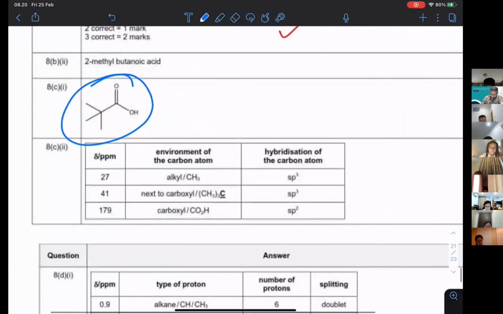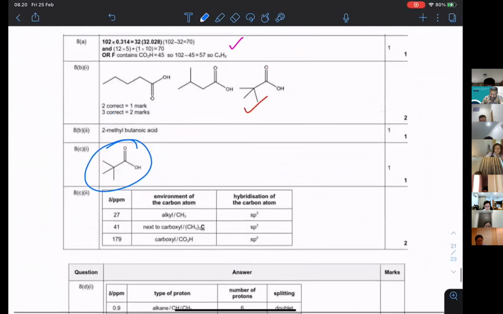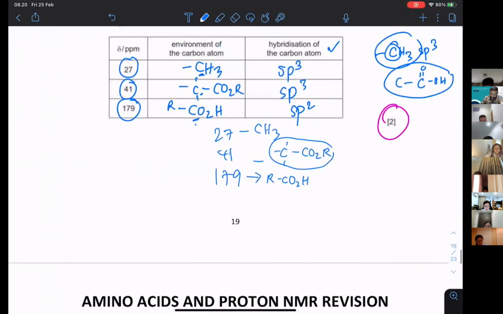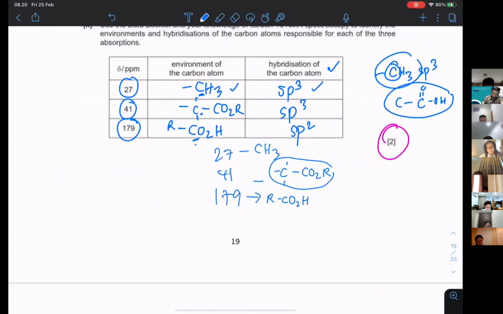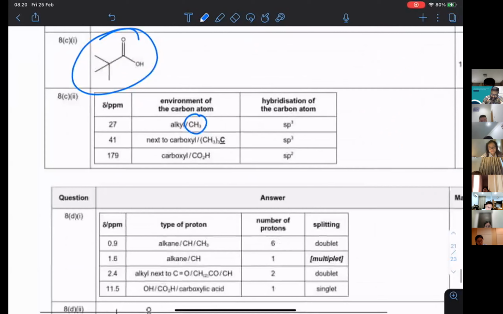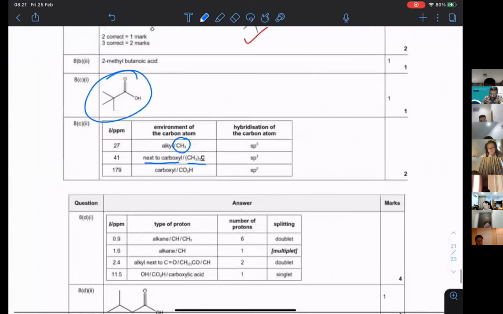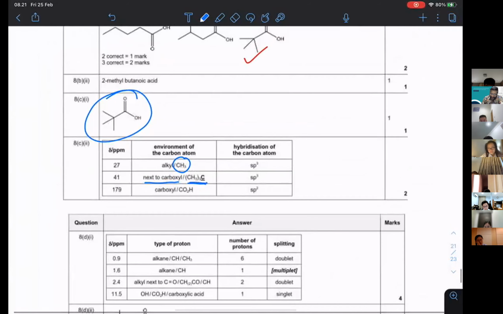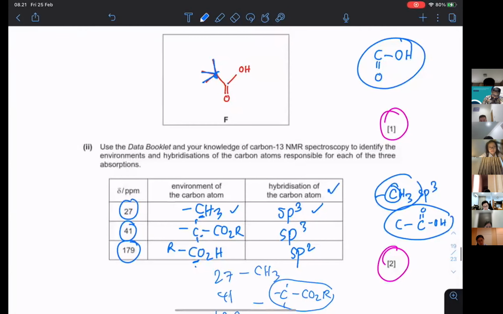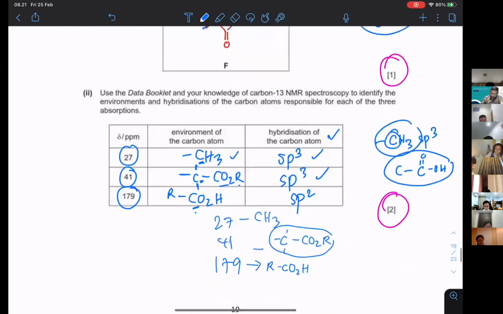Alkyl, okay, sp3. So they mentioned alkyl, that CH3. Ours is CH3, fine, sp3. Then they also mentioned, I think it's clearer if you say next to the carboxyl group, this one, CH3 and C. So I think I put 3 here, CH3. You need to mention CH3 3 times. And then I did mention this carbon, so still correct.